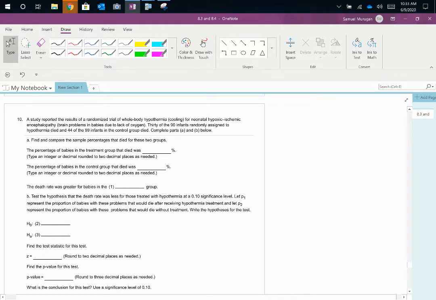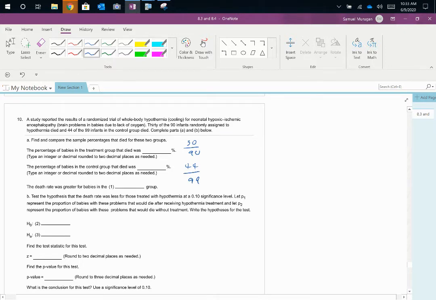A study reported that the results of the randomized trial of whole body hypothermia cooling for neonatal hypoxic something, I don't even know what this problem is, brain problems in babies due to the lack of oxygen. 30 of the 90 infants assigned to the hypothermia died, and 44 out of the 99 assigned to the control group died.